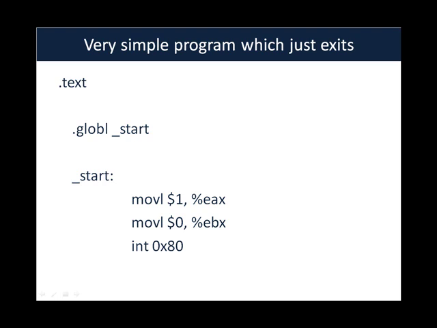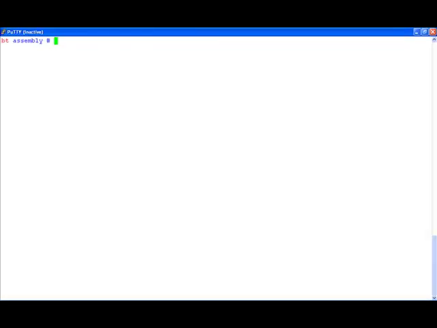Transfer 1 into EAX. 1 is nothing but the syscall number for exit. Then load the EBX register with 0. This is nothing but the status value which we return back to the environment. And then finally call the interrupt 0x80 to actually invoke the syscall. So let's code this in a program and see how it looks.